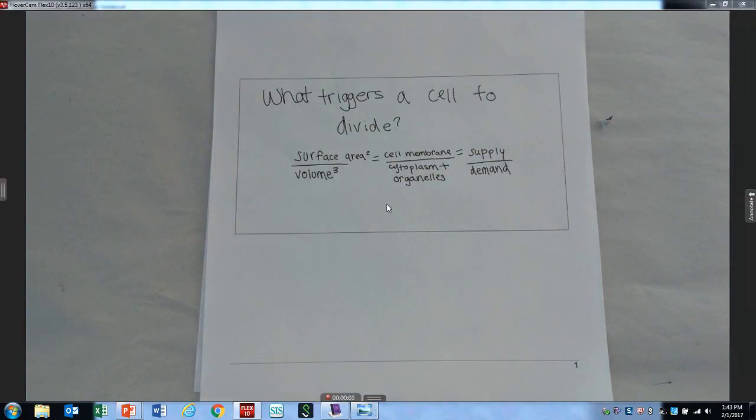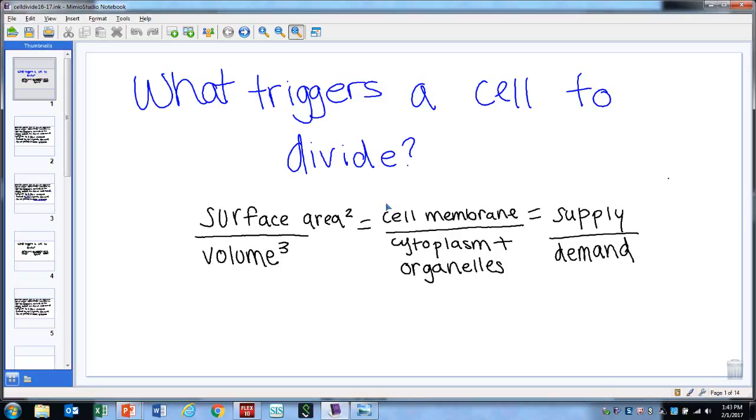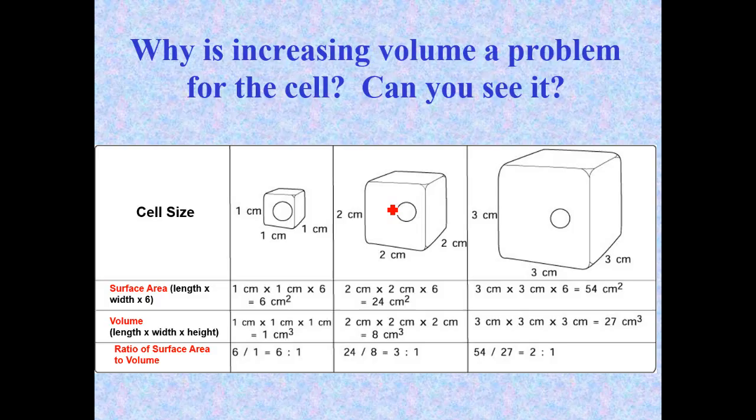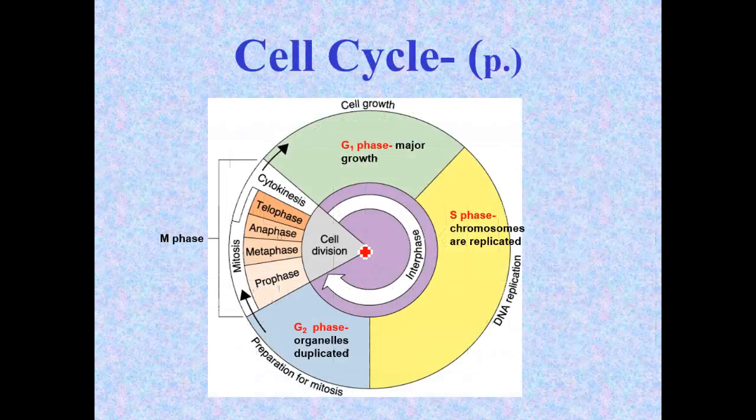Now, we're going to talk about what triggers a cell to divide. We want to incorporate, bring it into the cell cycle, all right? And talk about checkpoints and what's going to make something go from the G1 to the S and go all the way through to mitosis. Then we'll compare it later to what happens when cancer doesn't follow these rules.